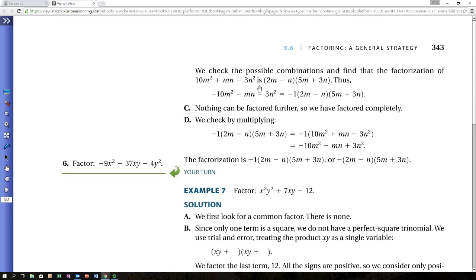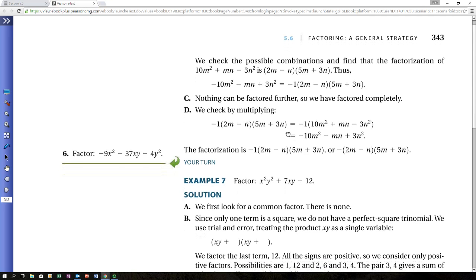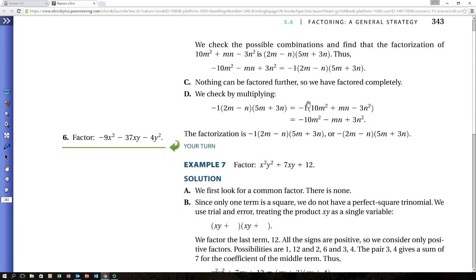So they check the possible combinations. They figure out that 2m minus n times the quantity 5m plus 3n works. So I end up with that. Multiply that, and then do not forget your first step, which could easily turn out to be an error: you forget that you factored out negative 1 to start with. Make sure you put that back into your factoring. If you check, you should catch that, and if I catch that kind of error with a check, that's easy. I just put the negative 1 in front, and that's my factoring.